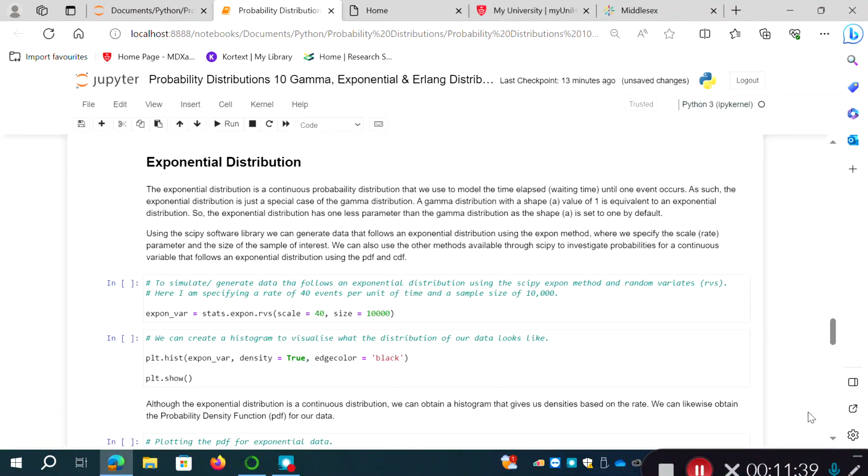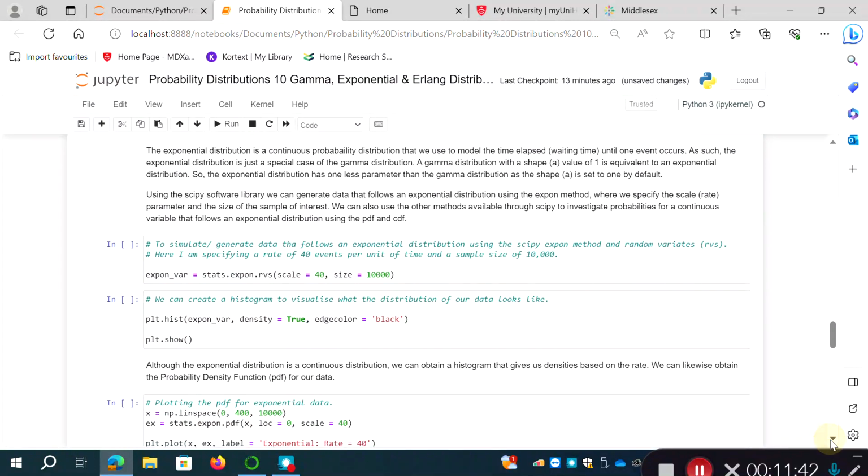Okay, so let's play around with this a little bit, but we'll use the SciPy software library to generate data that follows an exponential distribution, and we do this using the expon method here, where what we need to do is specify the scale parameter and the size of the sample of interest. We can also use other methods through SciPy to investigate probabilities for this distribution, because it's a continuous distribution. So we can use the PDF and CDF, and we'll do that.